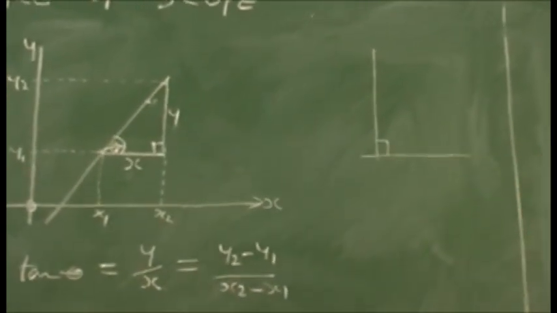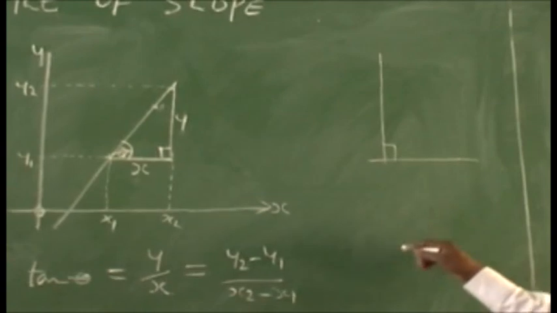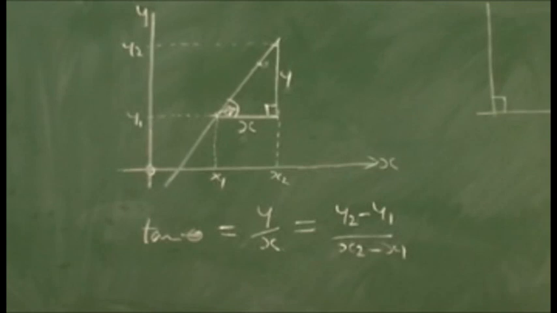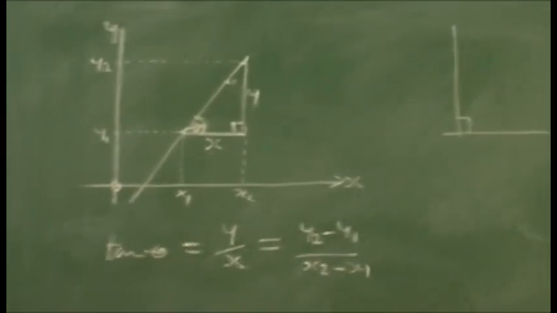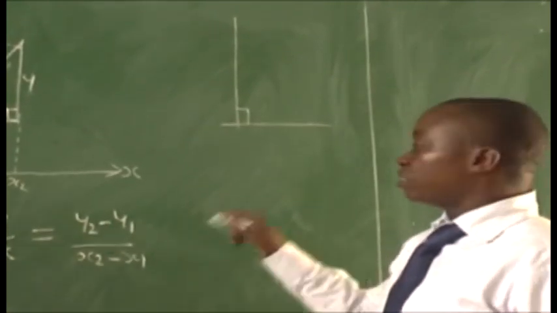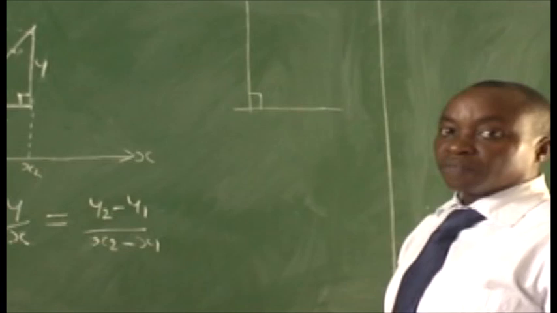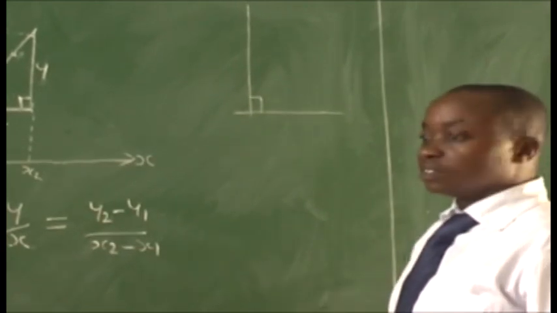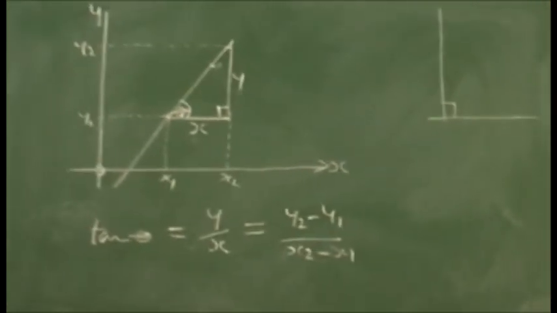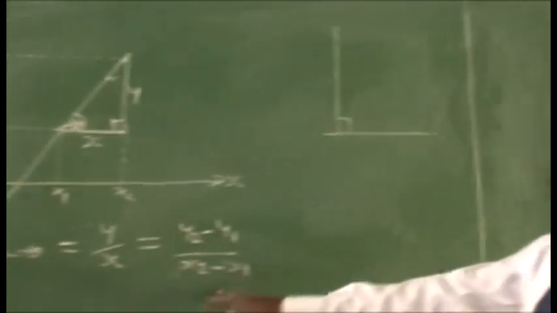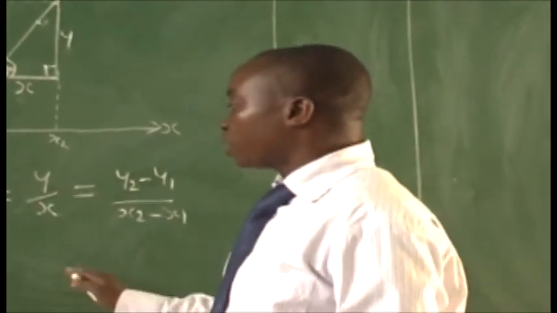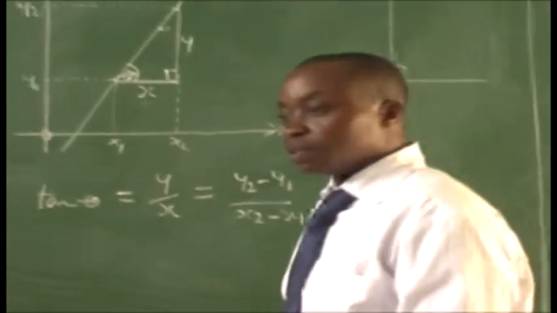Now, if the angle is acute, what we call acute angle, it means that tan theta will be positive. The gradient will also be positive. But if the angle is obtuse, that is above 90 degrees, it means tan theta will be negative. So these are things we must know about this angle. And so we have to take example to see how we can get the angle of slope from the gradients.